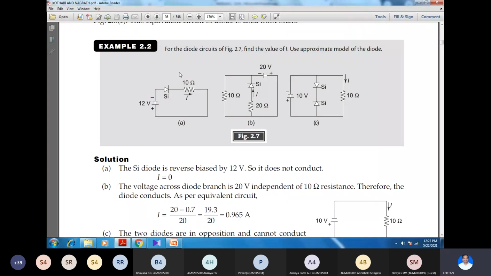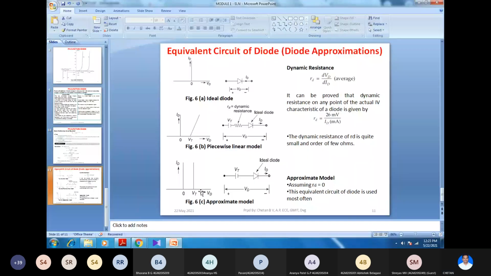So what you have to do is, for the diode circuits of figure 2.7, find the value of I. Use the approximate model of the diode. Approximate model means you have to use the third model, where the equivalent circuit is just a battery along with the ideal diode. Ideal diode is just like a short circuit, right? So this is the first circuit.